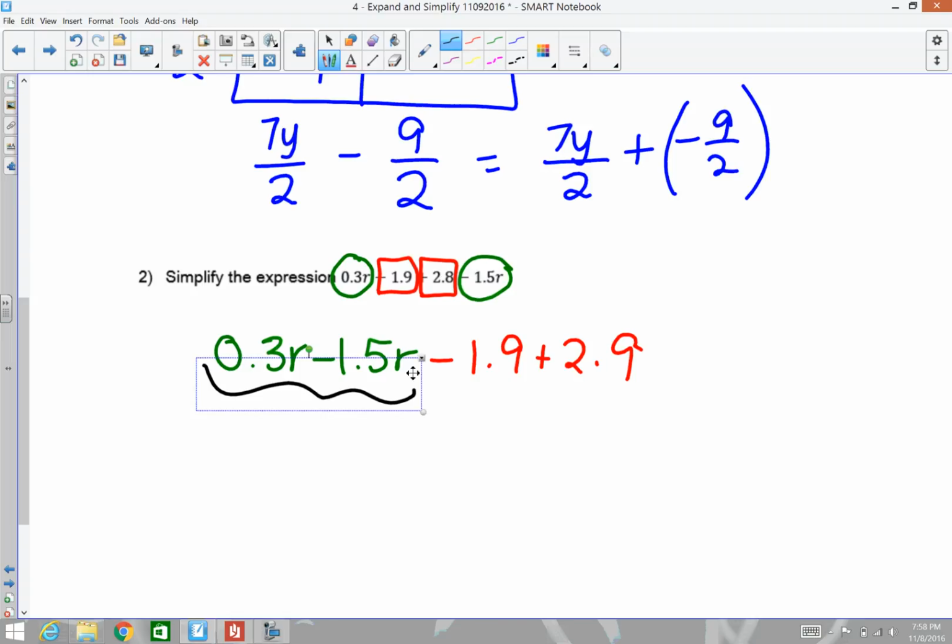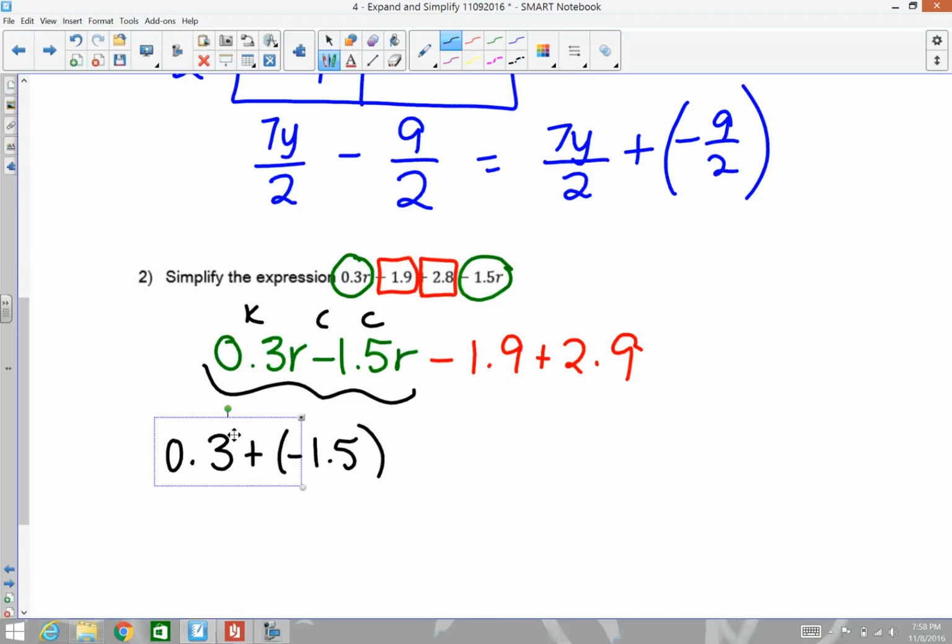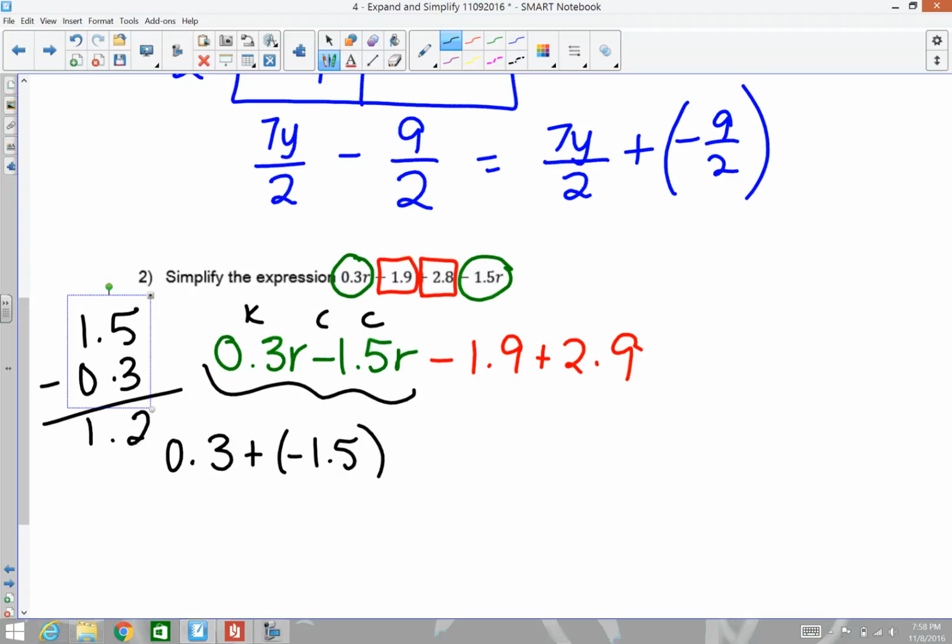Okay, for the first one we have 0.3 minus 1.5. I would probably recommend writing this as addition. 0.3 plus -1.5. This really makes it stand out that it's different signs and that I'm subtracting, but that the bigger number needs to be on top and the answer will be negative. So you have 5 minus 3 is 2, 1, bring the decimal down. So it'll be -1.2r.